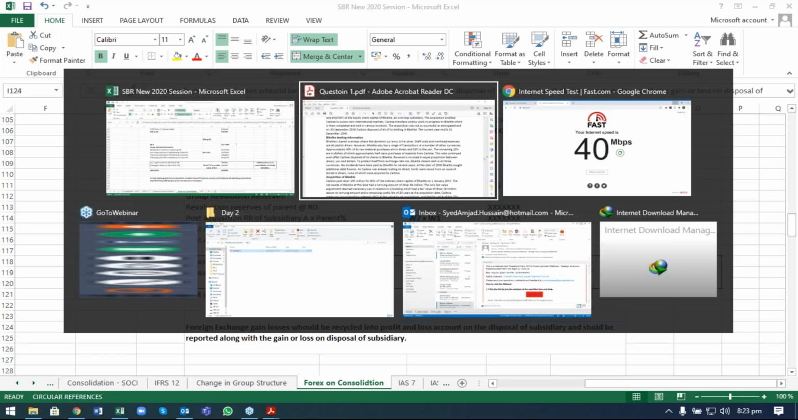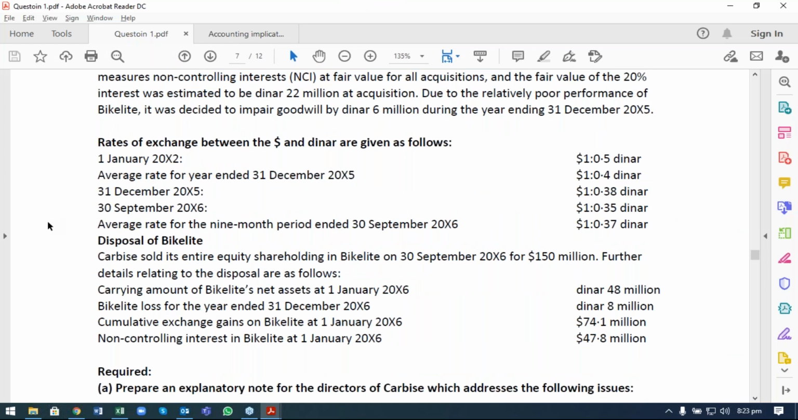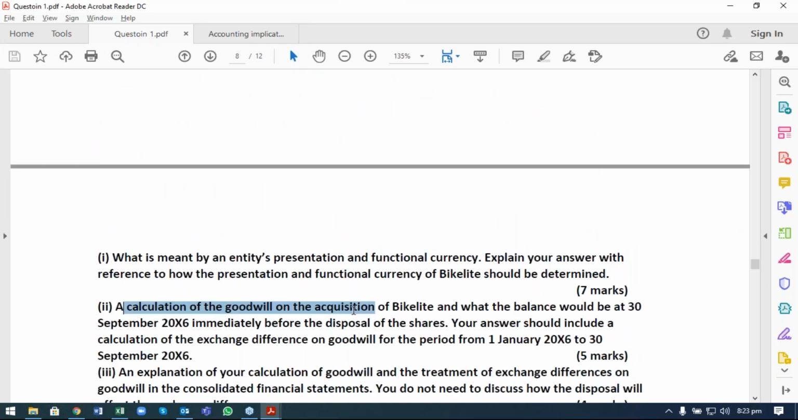Let's come back to our requirement, which was over here. This is a calculation of goodwill on the acquisition of Backlight and the balance for 30th September immediately before the disposal of shares. Your answer should include calculation of exchange differences on goodwill for the period from 1st January 2006 to 30th September 2006.